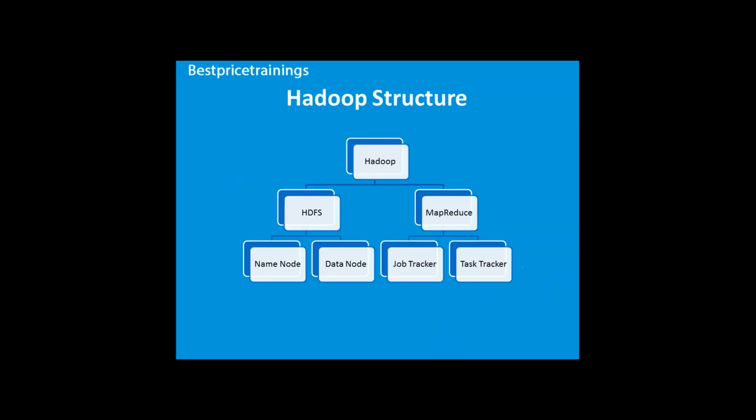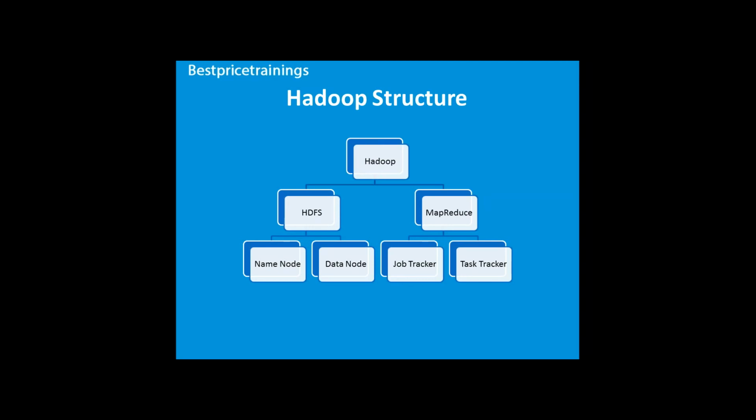Okay. Moving forward, if we check the high-level structure of Hadoop, Hadoop consists of two parts, as we have already seen in our previous slide. It consists of a DFS and a MapReduce. Now a DFS consists of a name node and data node, and MapReduce consists of a job tracker and task tracker.